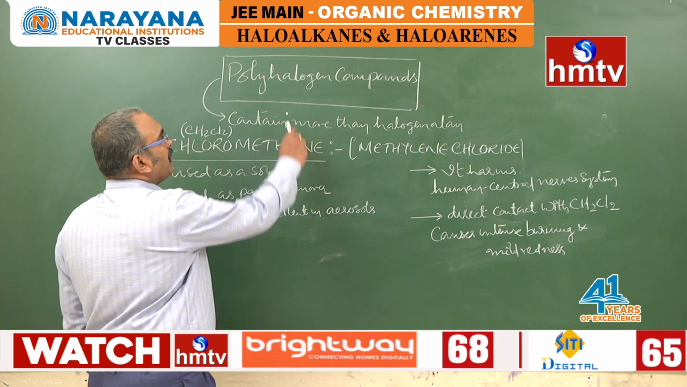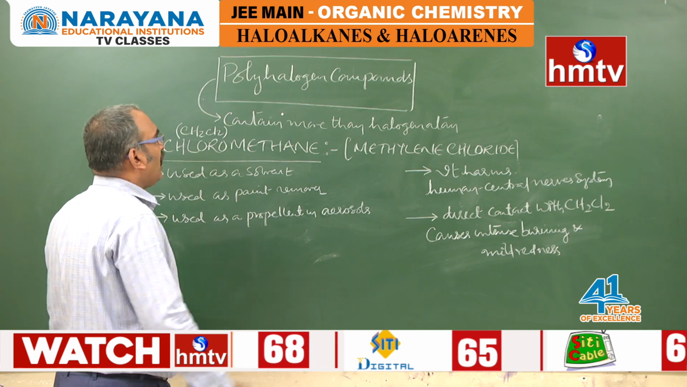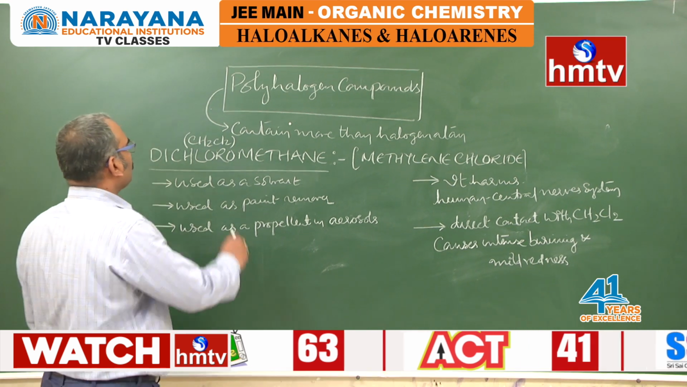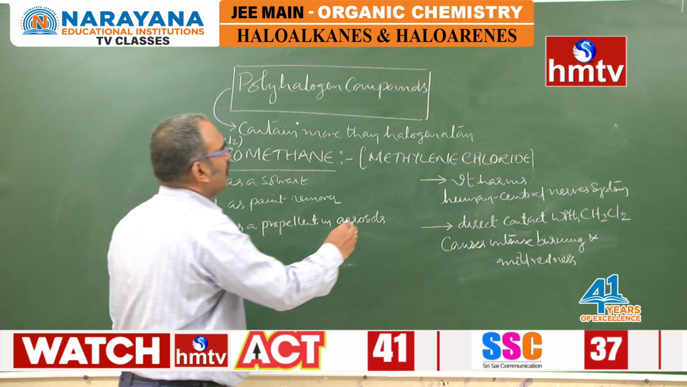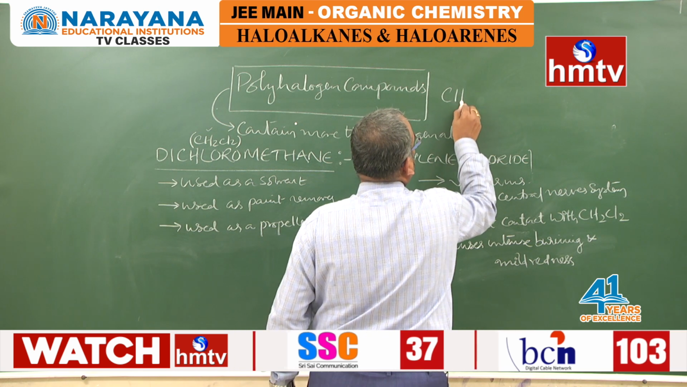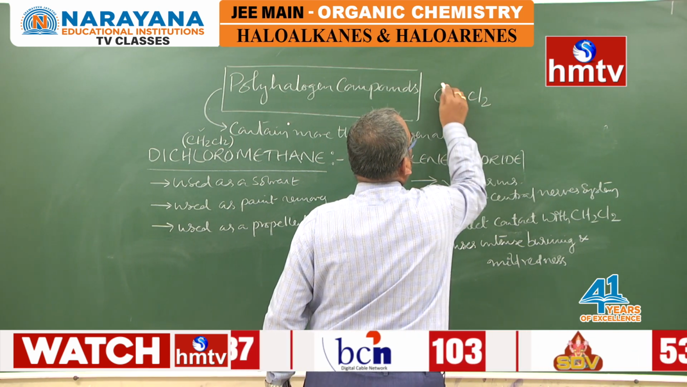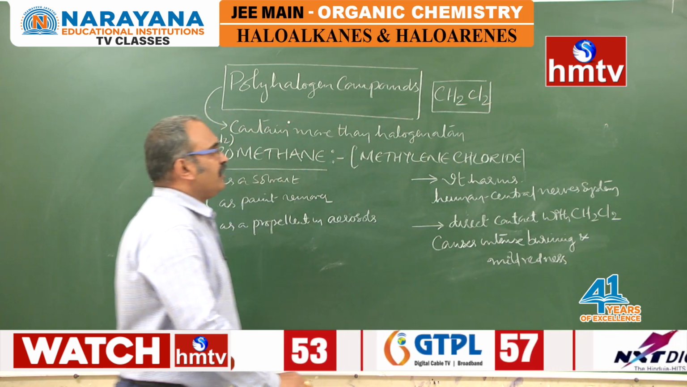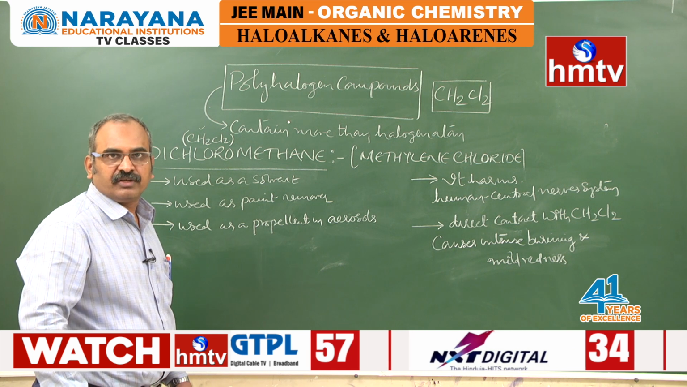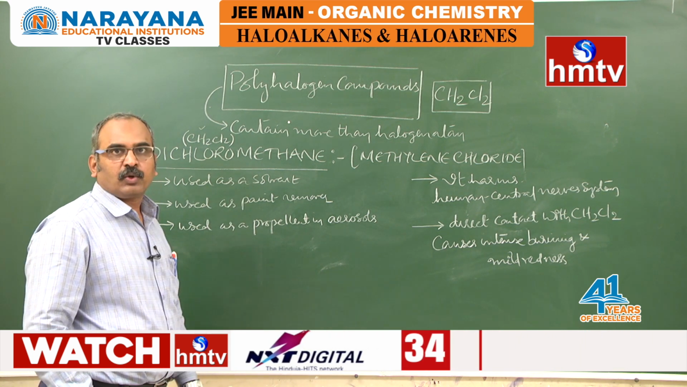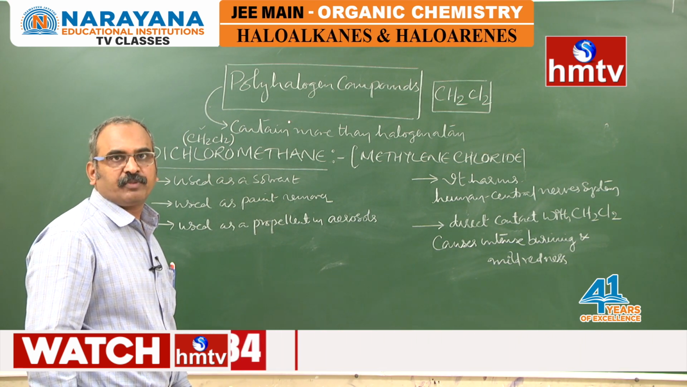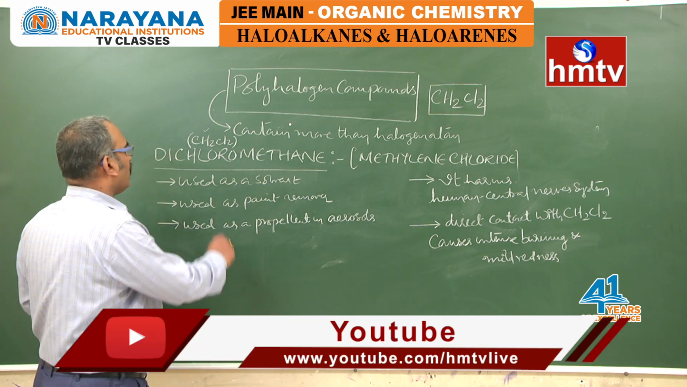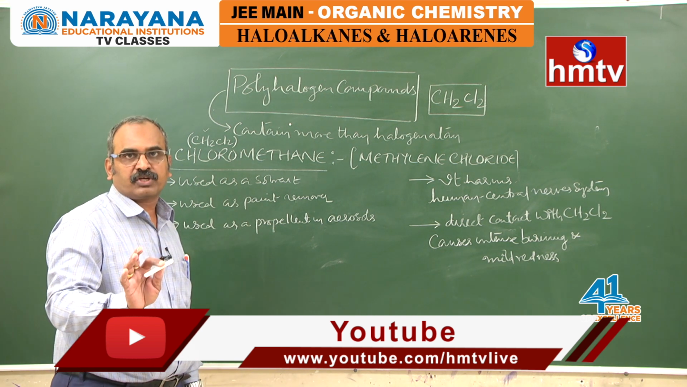Now let us see polyhalogen compounds. Polyhalogen compounds contain more than one halogen atom. For example, the first one is methylene chloride or dichloromethane, formula CH2Cl2, which we have seen when methane is subjected to chlorination, it is formed as a second product. When 2 hydrogens have been replaced by 2 chlorines, you got methylene chloride. Now dichloromethane or methylene chloride has industrial importance mostly.